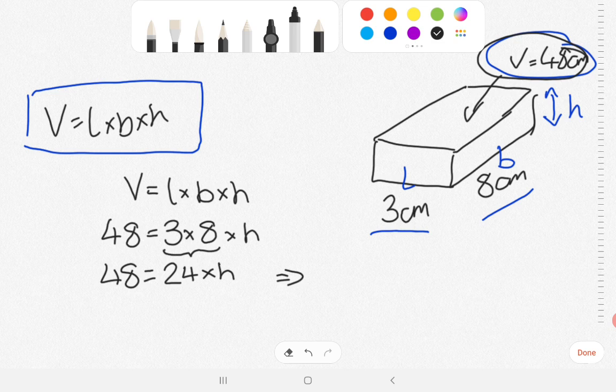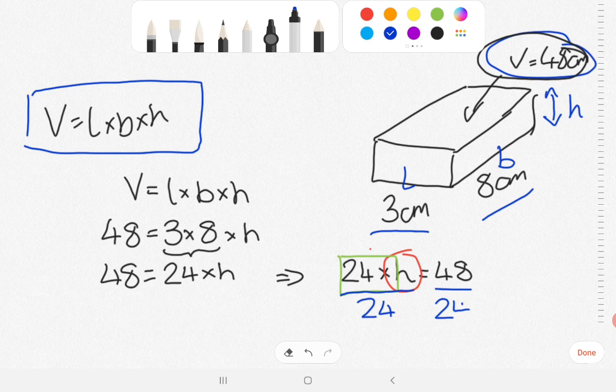Now, you might find it easier to write that the other way round. 24 times H is 48. Now, we're trying to work out the height. We're trying to work out H on its own. At the moment, it's multiplied by 24. Now, when we're trying to solve this, as it is now an equation, we do the opposite. So we're dividing by the number in front of the letter, which in this case is 24.